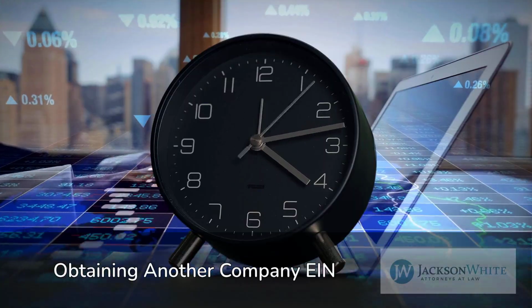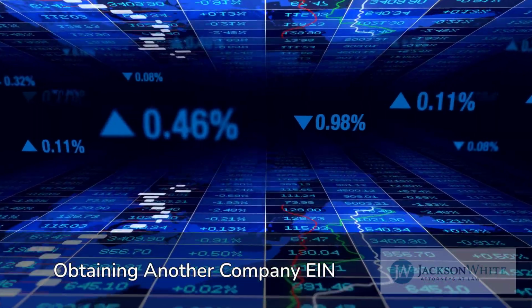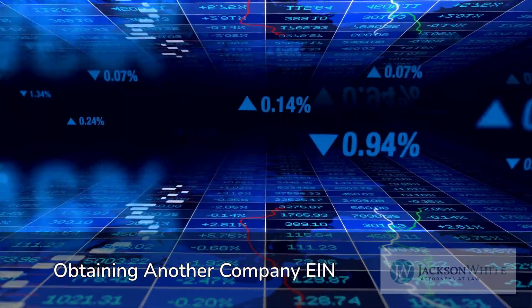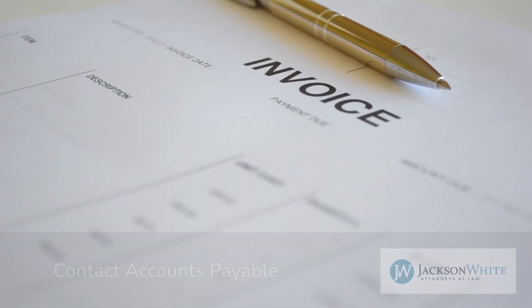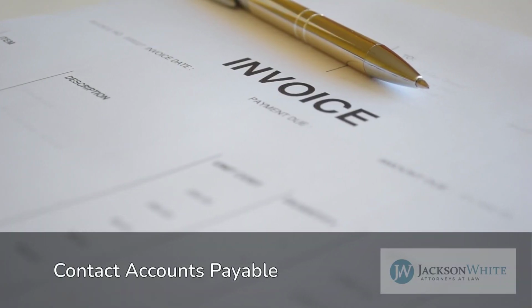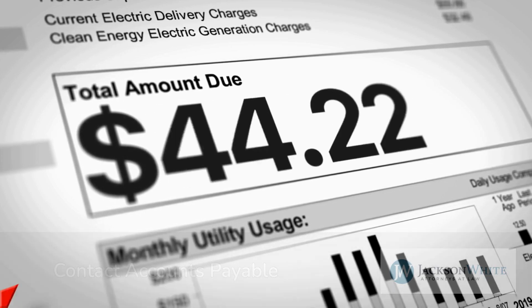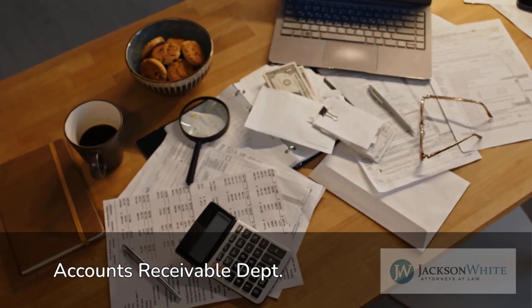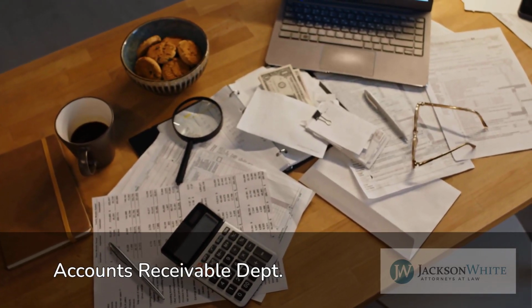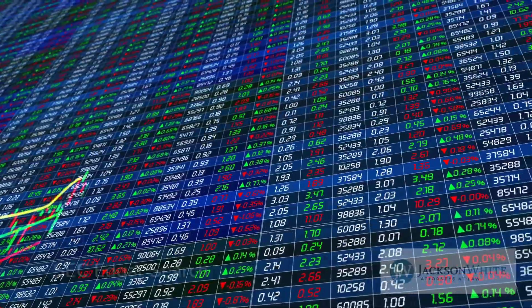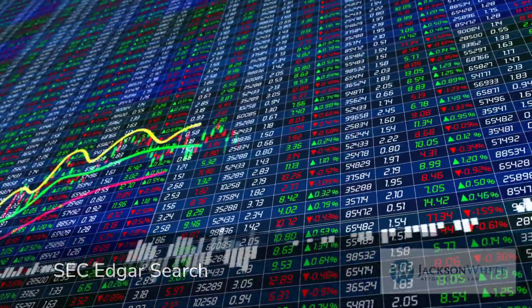Certain circumstances will warrant the need to obtain the EIN of another company in order to perform basic business transactions, and therefore an EIN can be obtained in one of the following ways. Contact the business directly. If it is a large company and an invoice is being sent to them, contact their accounts payable department. If you have received an invoice from the company, ask to speak with their accounts receivable department. Use the SEC EDGAR search.